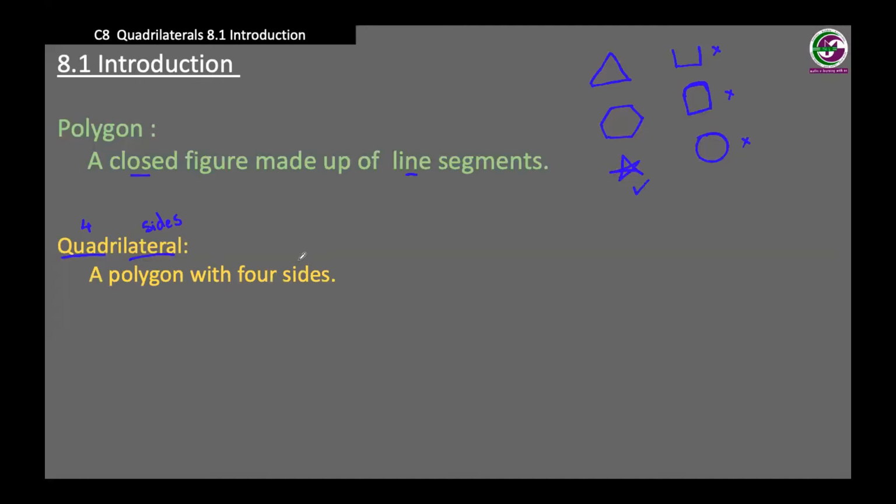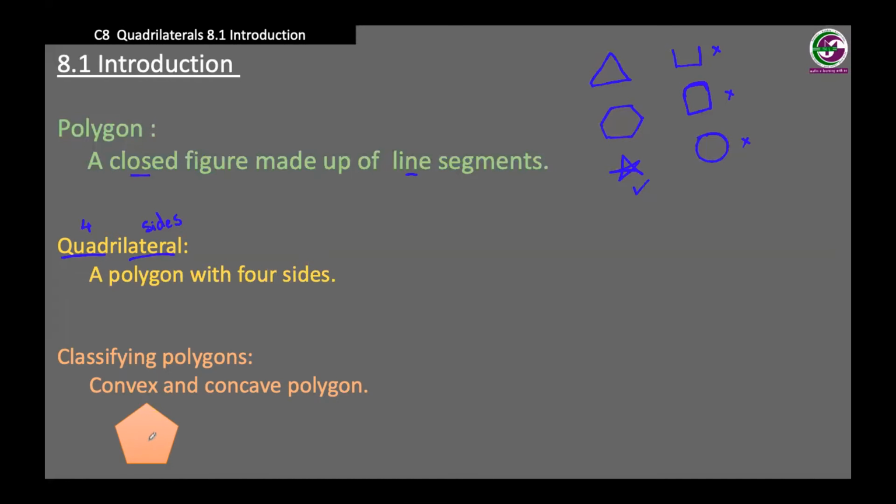Now let us classify polygons. Any polygon given to you can be classified as convex polygon and concave polygon. What is the meaning of convex? Let us see here. This is a convex polygon. And how do you understand it? There are two facts to understand.